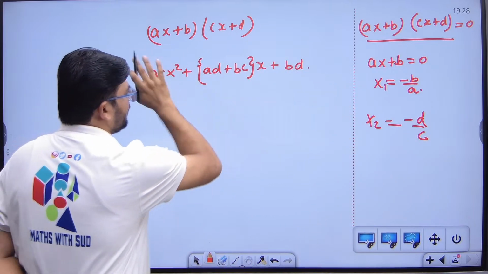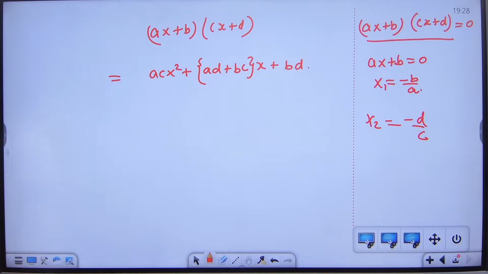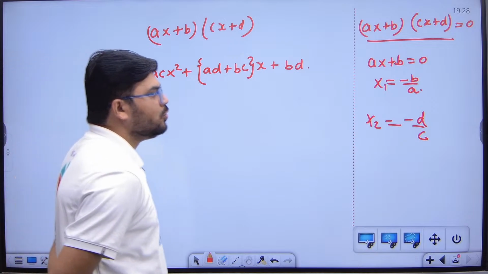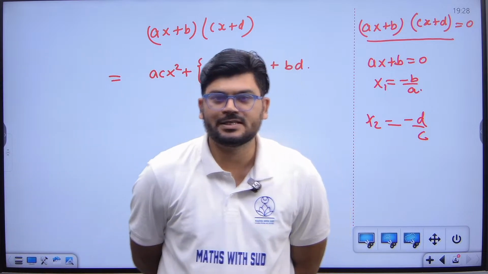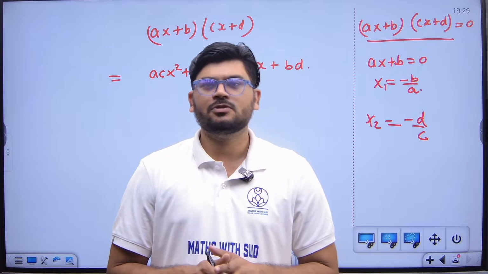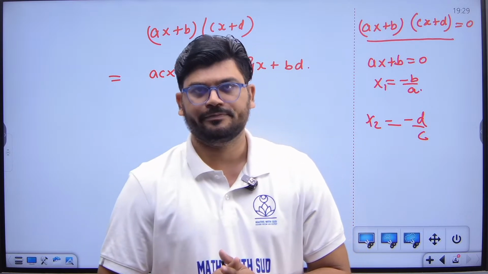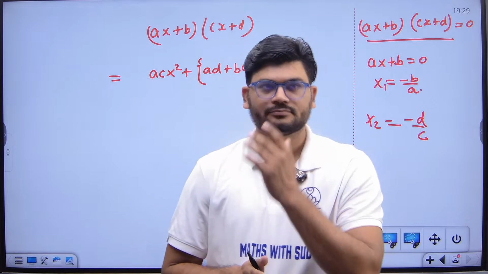Please write this down. There are two zeros when two linear factors in the form of ax plus b and cx plus d are multiplied together. We have two zeros, and those two zeros are minus b upon a and minus d upon c.